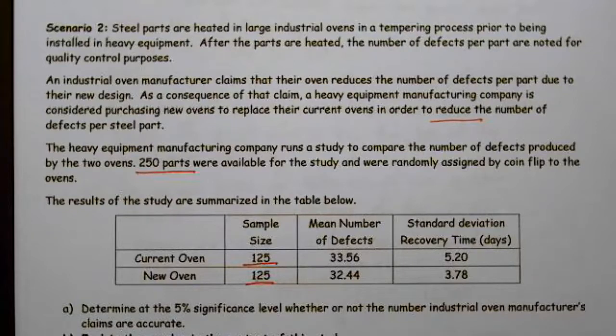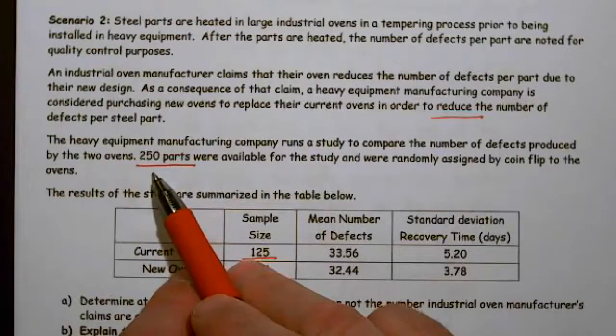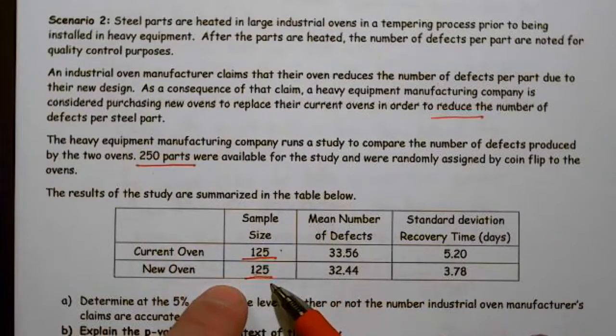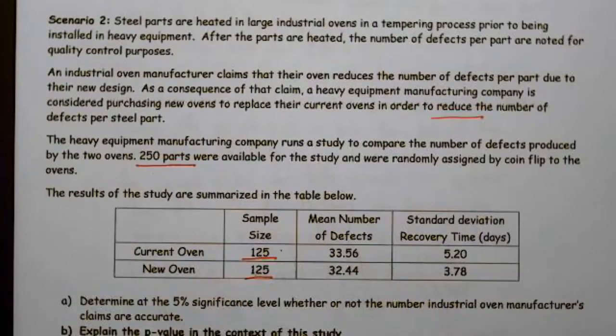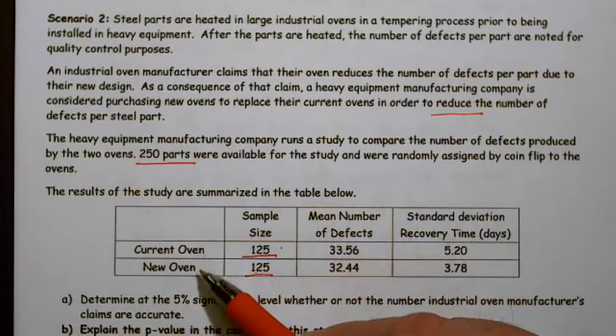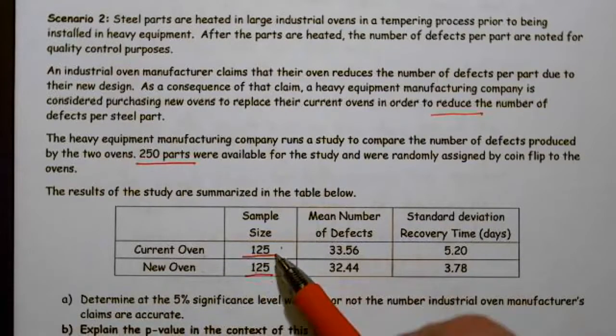So first off, I look at this and I go, you know what? I have 250 parts, and I ended up with 125 in one oven and 125 in the other oven. Nothing was tested twice. So this is going to be a t-test for two samples. All right, we have two independent groups. We have the current oven and the new oven group, all right, with sample size here.